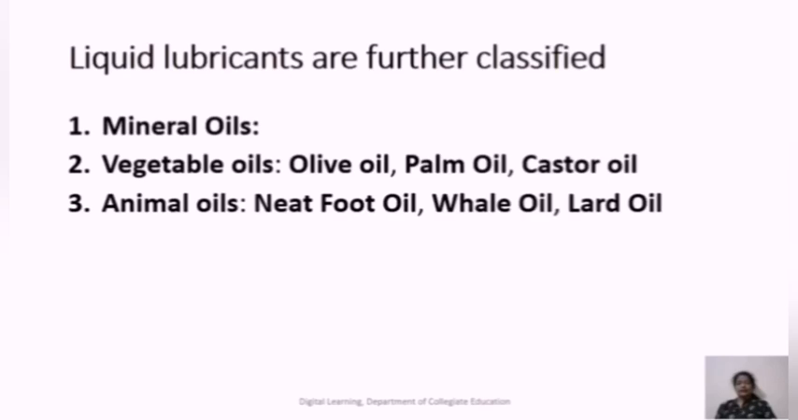And neat foot oil is a pale yellow oil with a characteristic smell. It is prepared by boiling fat of neat with water, and it is used as lubrication of guns, sewing machines, watches, and clocks. Whale oil is obtained from the distillation of whale, and it is a pale yellow and thin liquid, and it is used in light machineries.